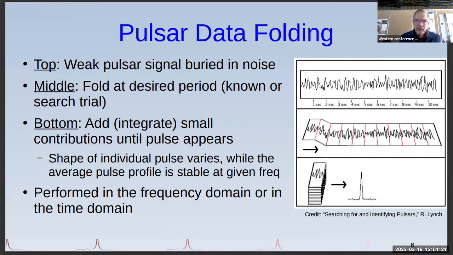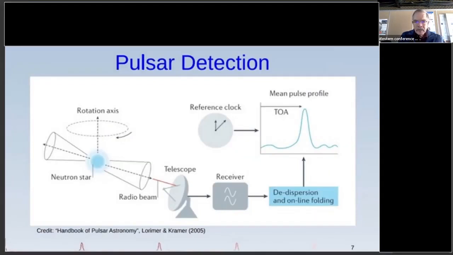The bottom one shows the result. You integrate or add up all the little contributions until you get a pulse. The individual pulse is going to vary because of the scintillation and the dispersion, while if you average over thousands of pulses and get a pulse profile, they're very stable. At a given frequency, the pulse profile is very stable. And we can do this in the frequency domain or the time domain. This illustrates the detection process. On the left, you have the neutron star that's spinning, generating this pulse that we see.